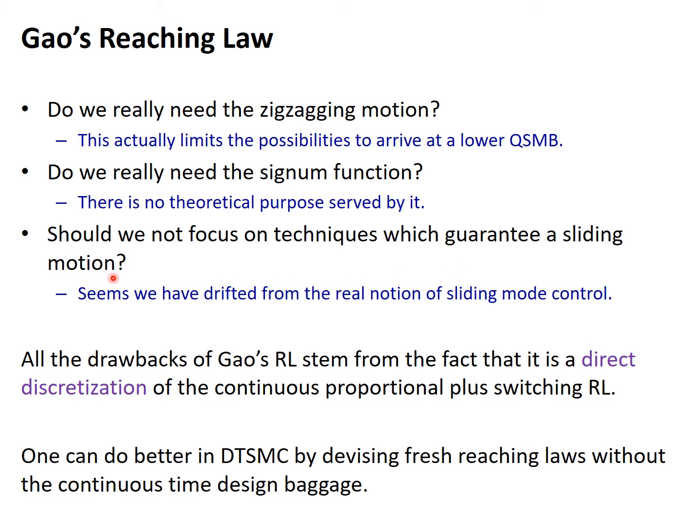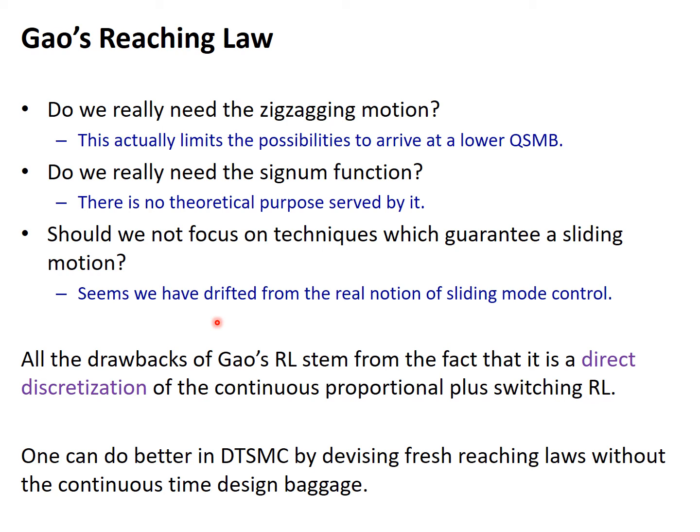So Gauss reaching law is well understood, everything is proved analytically. We have proved that quasi sliding motion happens, that means zigzag motion happens. We have also calculated the quasi sliding mode band, but it also gave rise to questions in the mind of the researchers, and perhaps you also are having these questions. Do we really need the zigzagging motion? This motion is imposed by Gauss, but do we really need this?